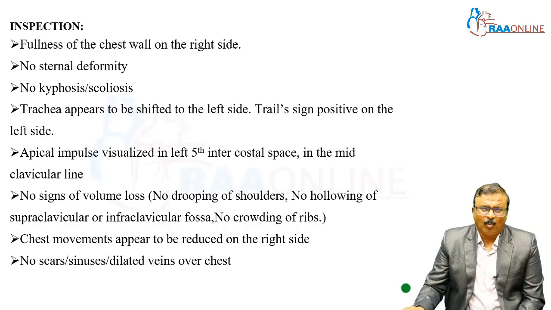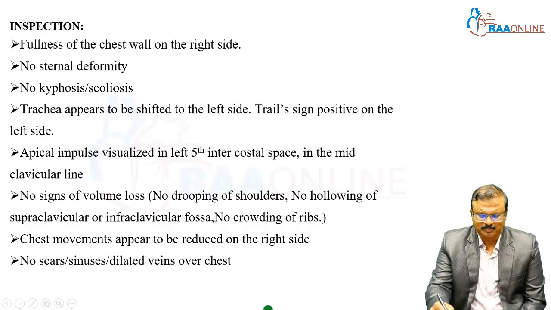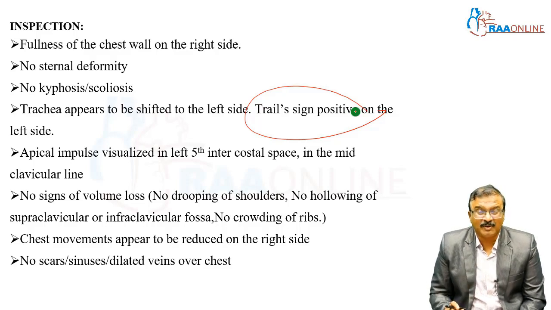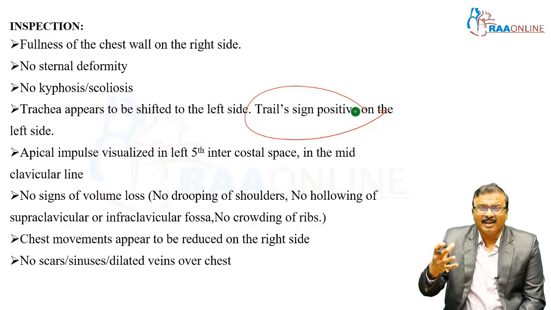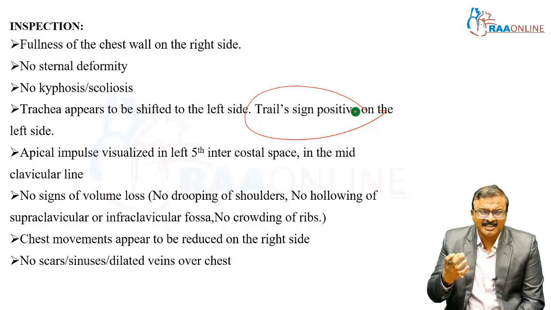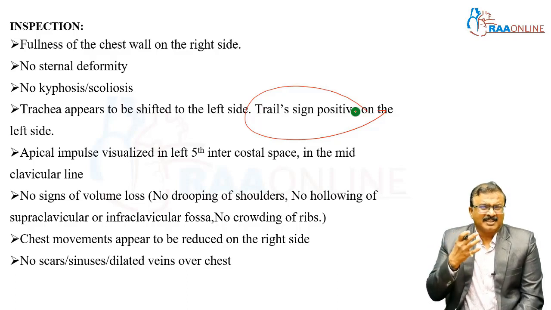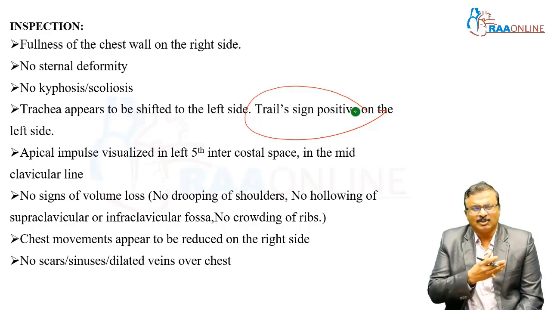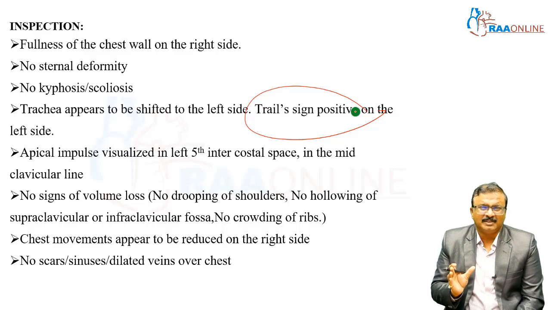Inspection. What is very important is that the trail sign is positive. A positive trail sign suggests a unilateral lesion or a contralateral lesion. The apical impulse is visualized in the left fifth intercostal space in the mid-clavicular line. When there is fibrosis, the trachea is deviated to the same side. If it is left-sided fibrosis, the apex is also shifted up. That is why mediastinal shift and apex shift go together.